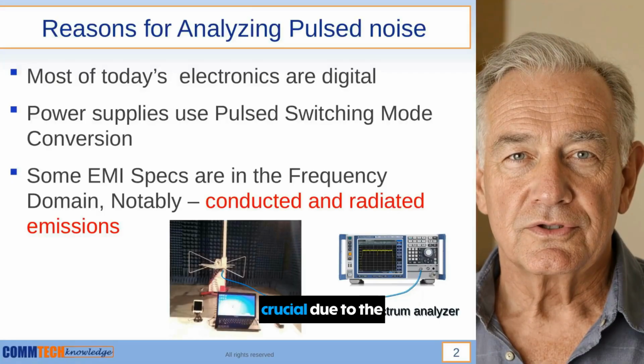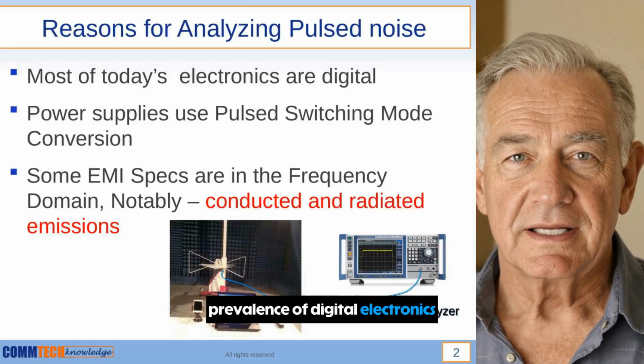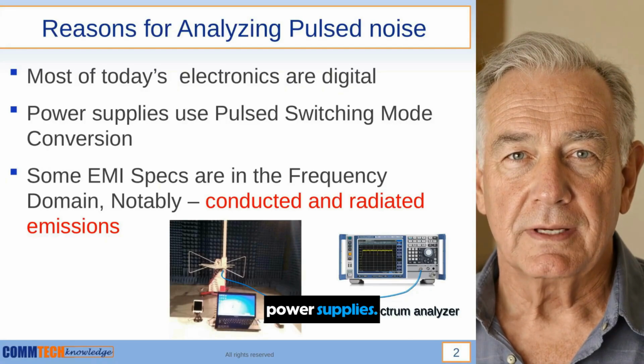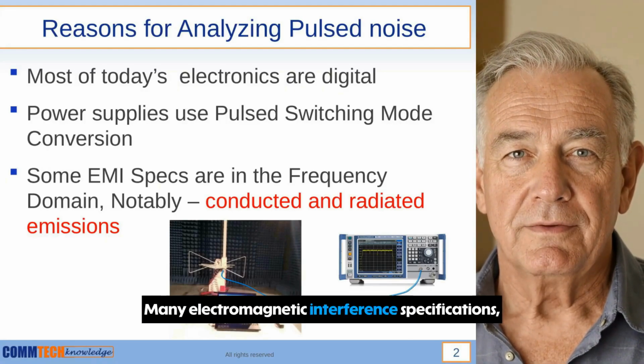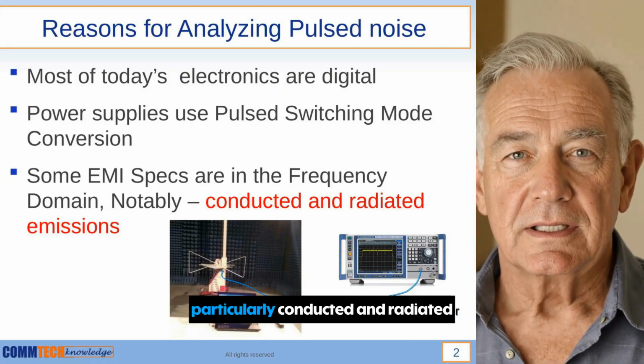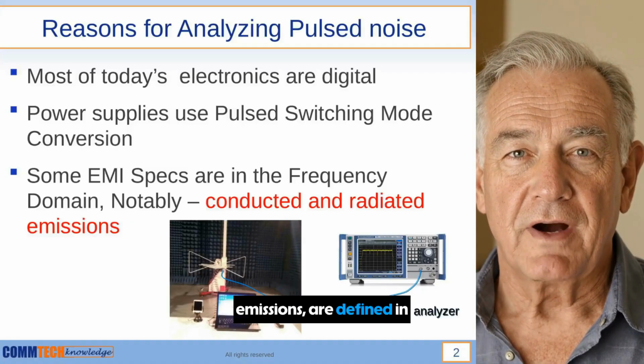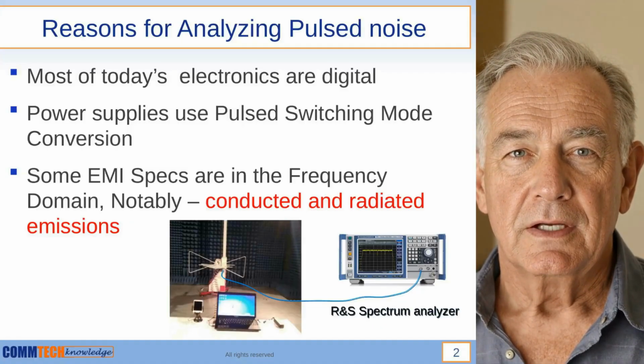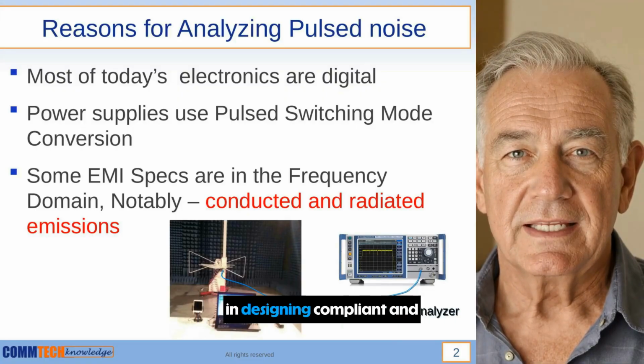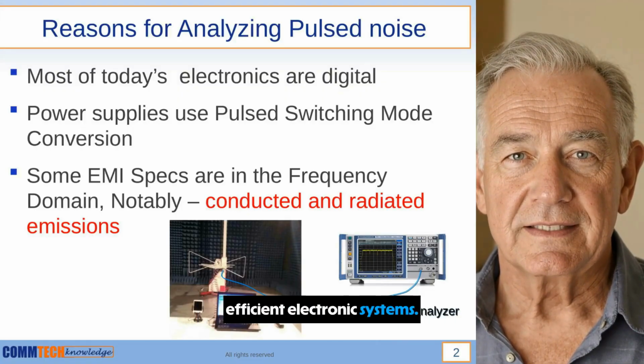Analyzing pulse noise is crucial due to the prevalence of digital electronics and pulsed switching mode power supplies. Many electromagnetic interference specifications, particularly conducted and radiated emissions, are defined in the frequency domain. Understanding these aspects helps in designing compliant and efficient electronic systems.